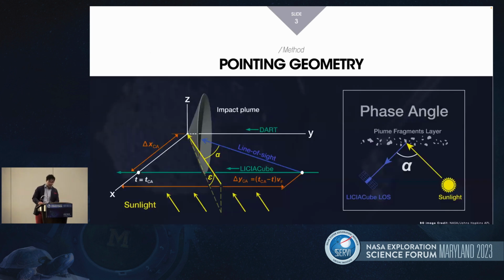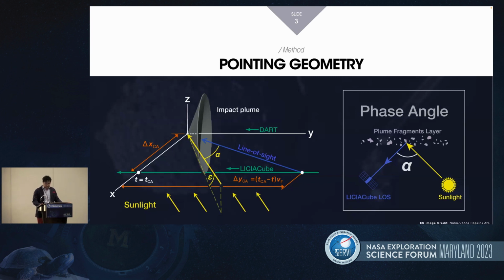Next slide, please. So here's the pointing geometry of LICIACube as it flew past the ejecta cone created by the DART impact. In this figure, DART and LICIACube are flying from right to left. The key quantity here is that of phase angle, alpha, the angle between the incoming sunlight, the yellow arrows, and the LICIACube line of sight, the blue arrows, at the plume surface. You can see the full 3D geometry on the left and a simplified form on the right.